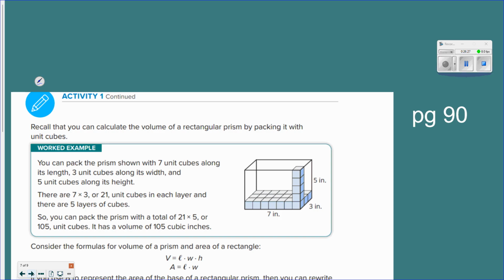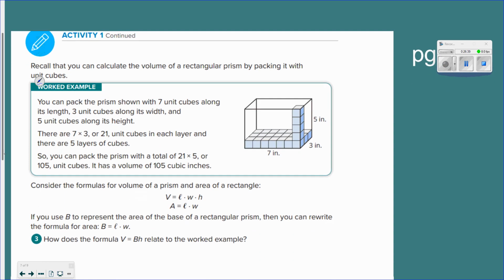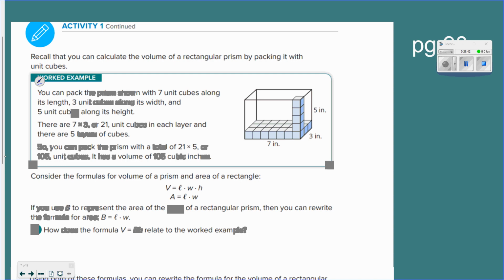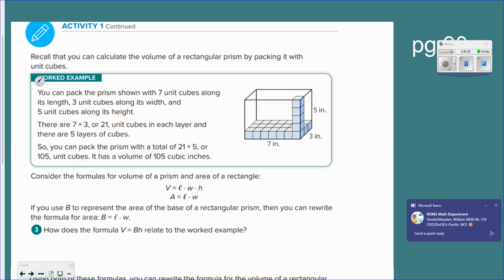Back in your books. So one way to calculate the volume of a prism is by what we call a unit cube. If I pack it in unit cubes, I can figure out what the volume is based on how many cubes it takes. So if I pack the prism with 7 unit cubes along its length, 3 unit cubes along its width, 5 unit cubes along its height.